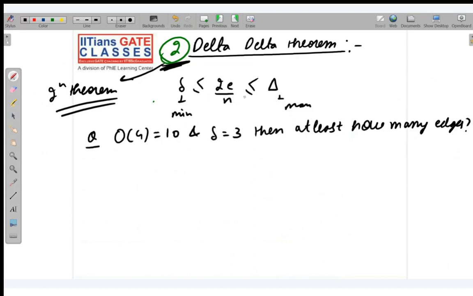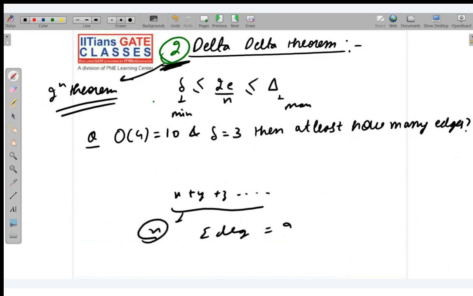That is very simple. See this. Sigma degree was twice the number of edges. So sigma degree means what? We can have, say, one vertex of degree x, another of degree y, another of degree z, and so on. If we sum them up, you will get sigma degree. So if there are n vertices, sigma degree will be twice the number of edges.